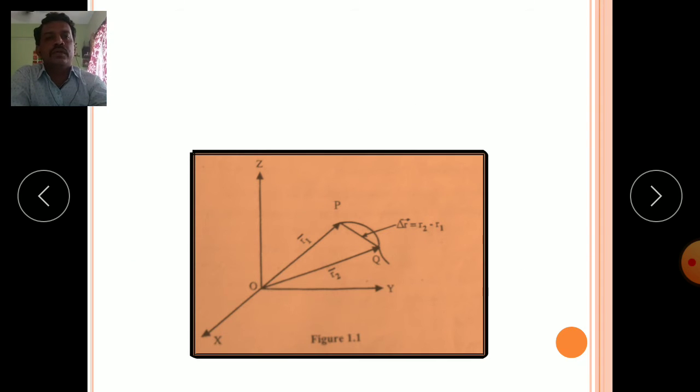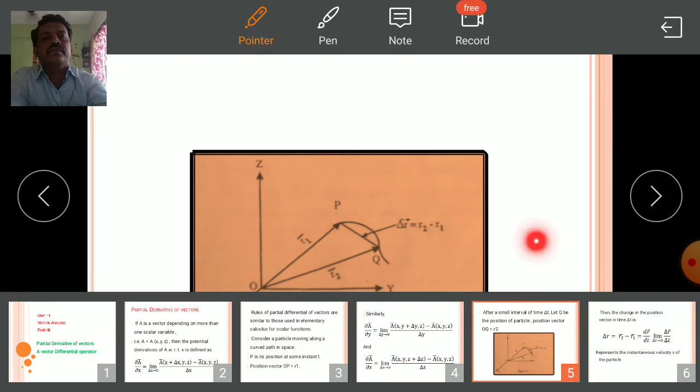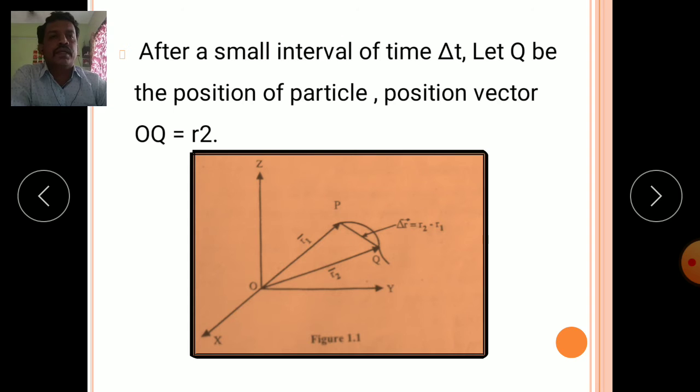Now here it is shown: here is the origin, this is the point P, OP is equal to R1, and this is the curved path. Here we consider this is the x-axis, this is the y-axis, this is our z-axis, and here in space we consider this point P. After a small interval of time delta t, let Q be the position of the particle. Initially the particle is at P. Now it will move to point Q, and the position vector of Q from origin O is R2. Therefore OQ equal to R2. So this is the distance traveled by the particle within time delta t.